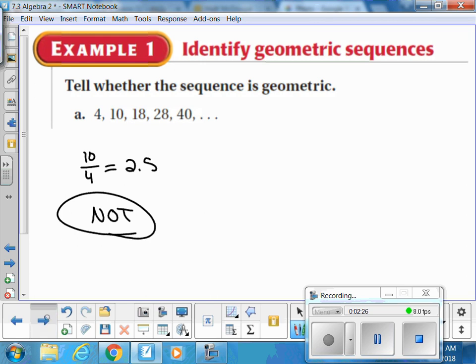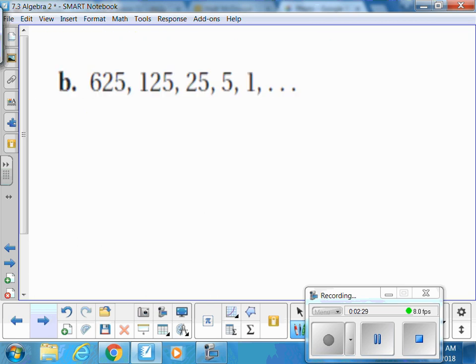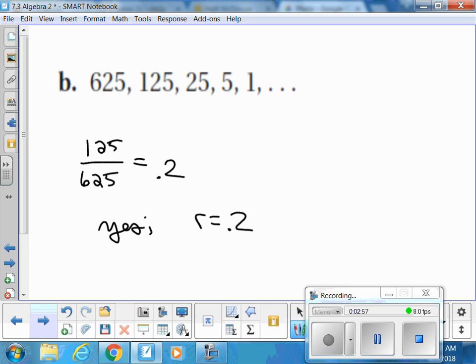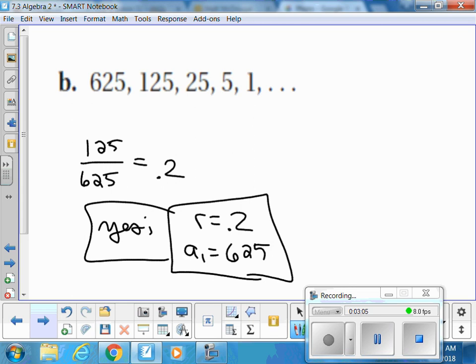Okay, let's go to the next slide. What would we do on this slide to find what potentially could be our constant multiplier? 125 divided by 625. Type that in for me. 0.2. And then go ahead and see if 125 times 0.2 is 25. It is. And try 25 times 0.2 to see if it's 5. And it is. So if your answer is yes, go ahead and jot down what that constant multiplier, the R value, is, and what the first term in the sequence is. Because those two things will be necessary to write out the equation. We'll get to that shortly.